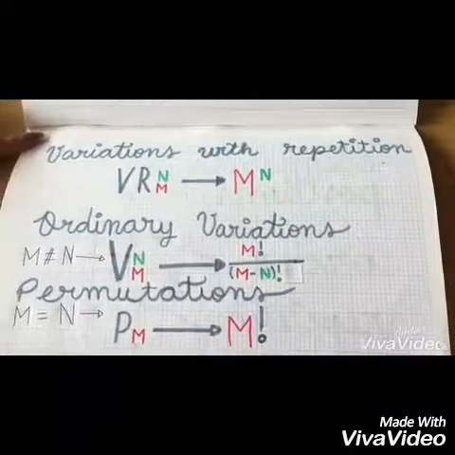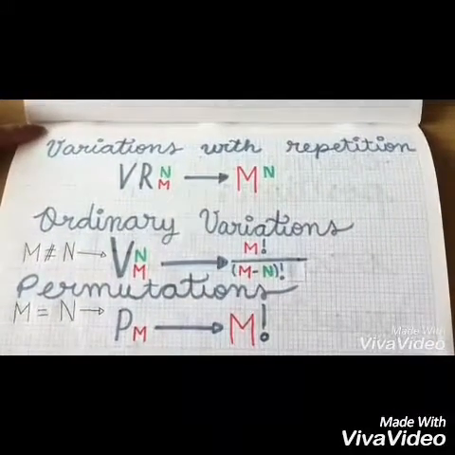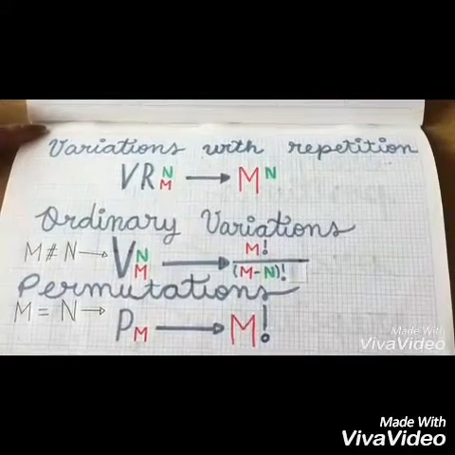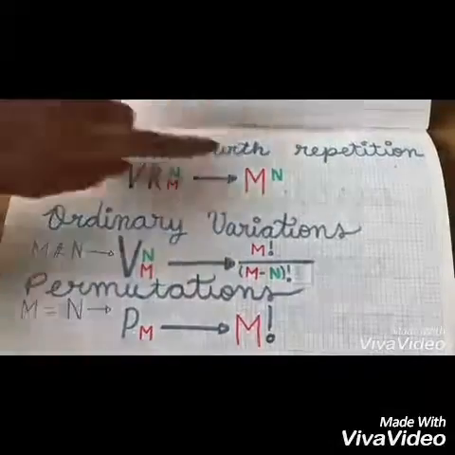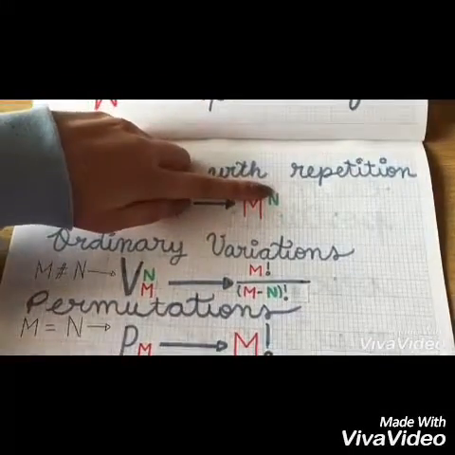Variations with repetitions are done when the order of the elements is important, but they can be repeated. In this case, we raise m to the power of n.